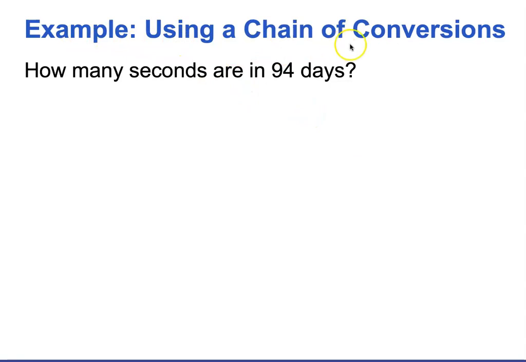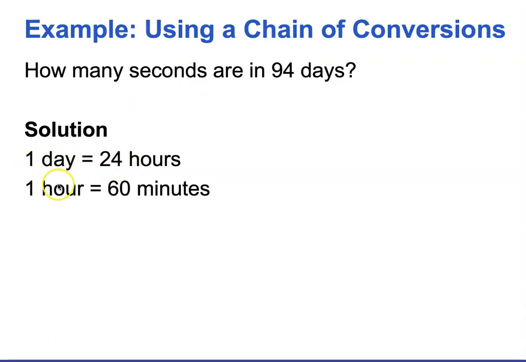Another one, let's use a chain, or something they call stoichiometry in chemistry. Using a chain of conversion. How many seconds are in 94 days? Now we're going to have to convert from days to seconds. So in 1 day, there's 24 hours. In 1 hour, there's 60 minutes. And in 1 minute, there's 60 seconds. So we're going to have to convert from days to seconds, and we're going to have to use all of these conversion factors.